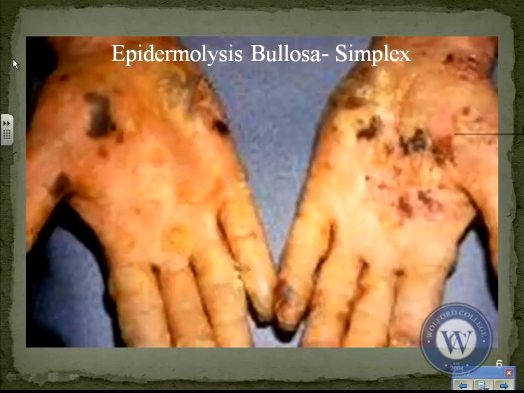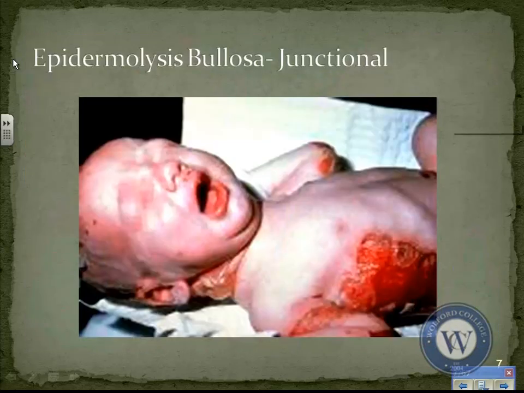This is the simplex. You can see it begins to break down the skin, and you can start getting heavily keratinized skin as a consequence. This is the junctional. This is much more severe. This is why they die. They literally have second-degree burns that never heal. They continuously keep shedding their skin. It's not a good way to go. It's very painful.